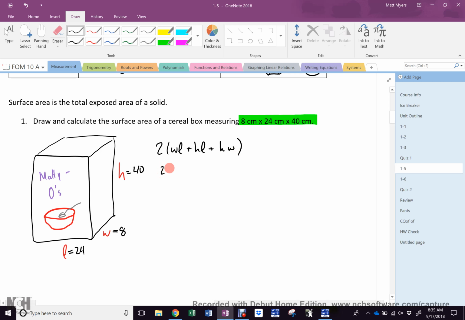So W we said was 8. Length we said was 24. Then we're going to add HL. H we said was 40. L we said was 24. Plus our last one, HW, 40 times 8. And then I'm going to multiply that all by 2. Is everybody cool? We're not going to do it right now because I'm going somewhere with this. Everybody good? Single figure, easy to do, use the formula.